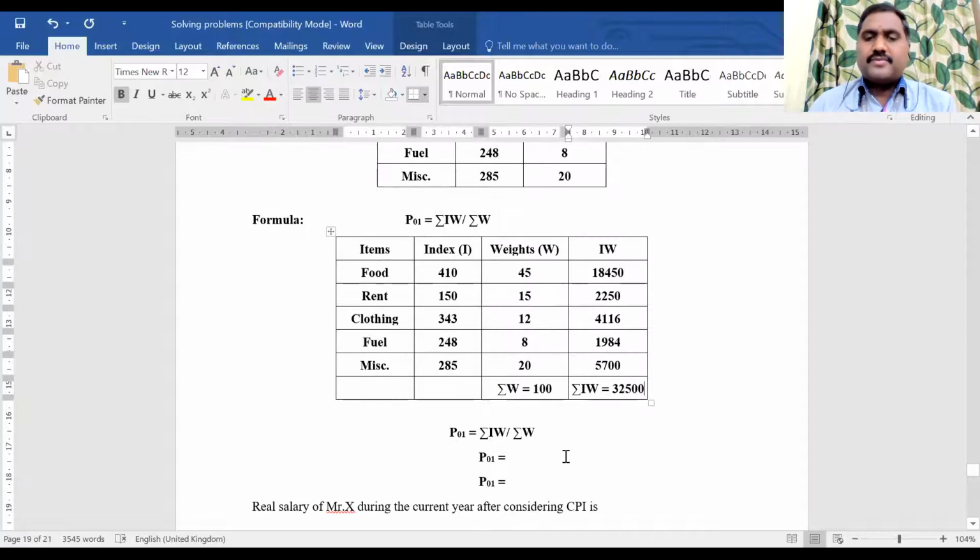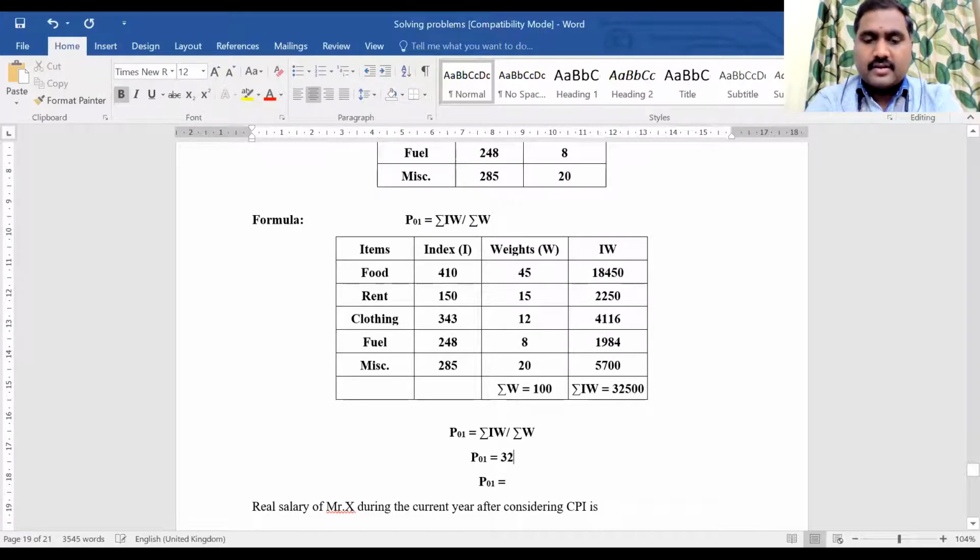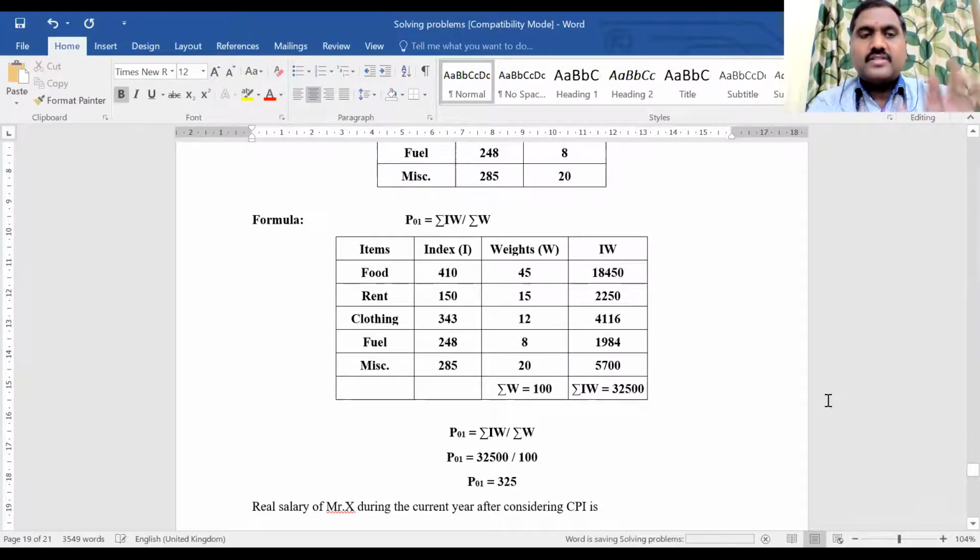Now again we are going to substitute in the formula: 33,500 divided by 100. What will you get? You will get 325. So this is the cost of living index for the current year. Okay, up to this you are clear, right? Okay, now what is the question they're asking?